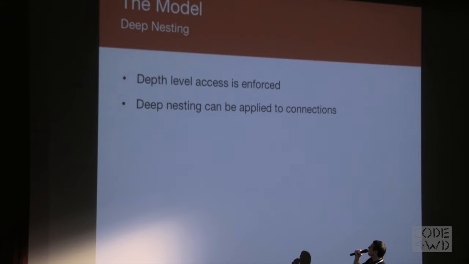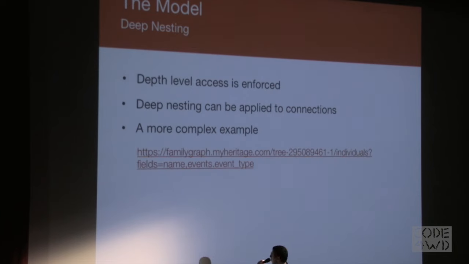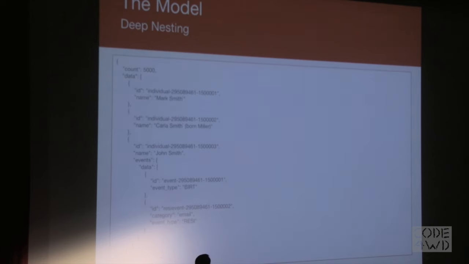This nesting can also be done on connections. So we'll look at a more complex example, and then we'll move on. This is a request for a family tree object. In that tree, we want the individuals connection, so we actually want all the individuals in the tree. But for each one of the individuals, we want the name and his events, which is another connection. And for each of the events, we want the type. So this will give us this: 5,000 individuals in the tree. This is one individual, this is another one. This one has events, and these are the types.